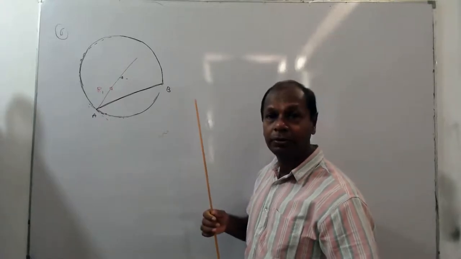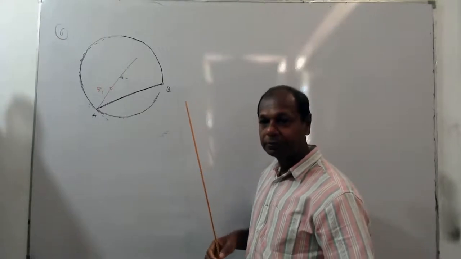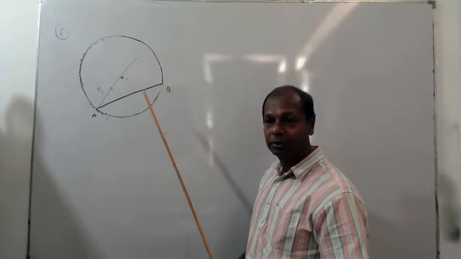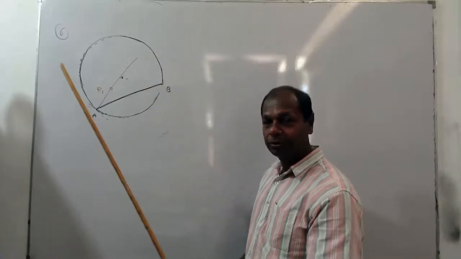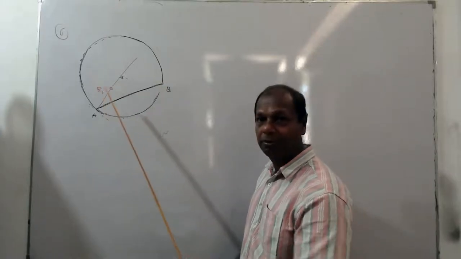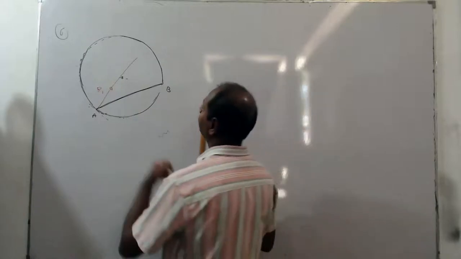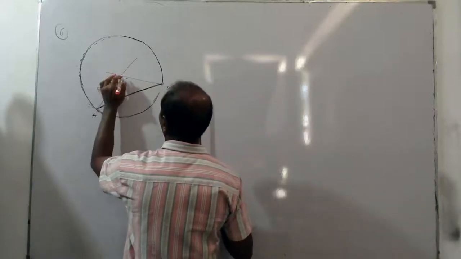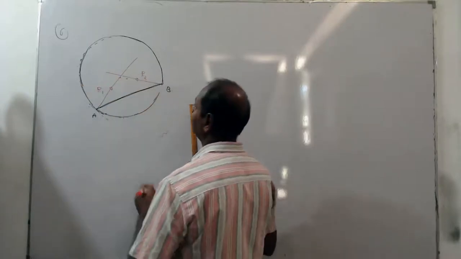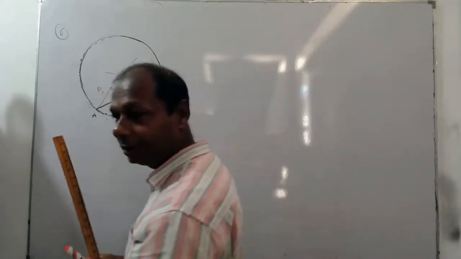Then, what are the other forces that we need to mark? Reaction at B. How to do it? That should also be perpendicular to the curved surface, and should also pass through the center of the sphere. R1, R2, and this is the center of the sphere, right? Mainly they put the radii, A and A.